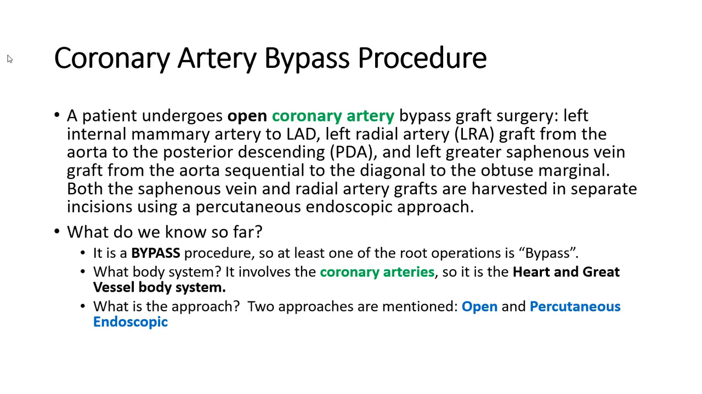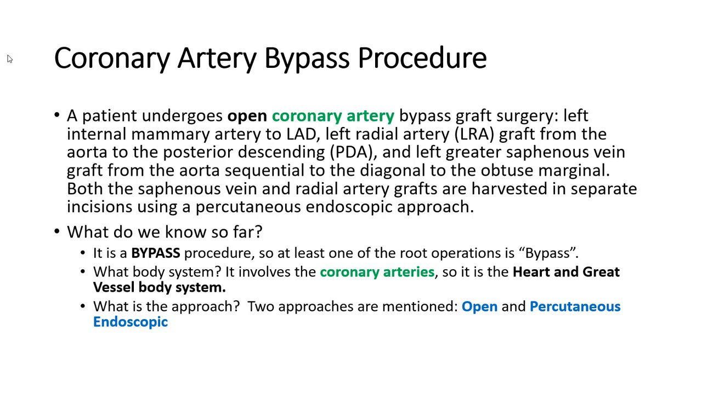Left radial artery graft from the aorta to the posterior descending artery, and the left greater saphenous vein graft from the aorta sequential to the diagonal to the obtuse marginal. Both the saphenous vein and radial artery grafts are harvested in separate incisions using a percutaneous endoscopic approach.